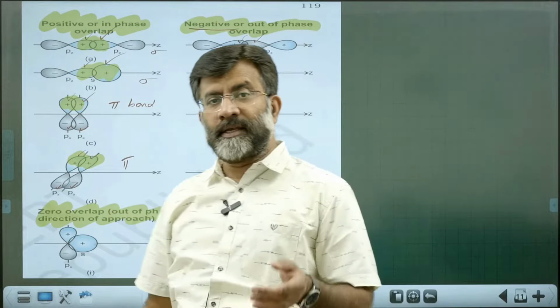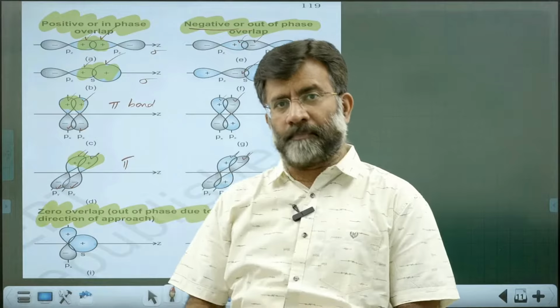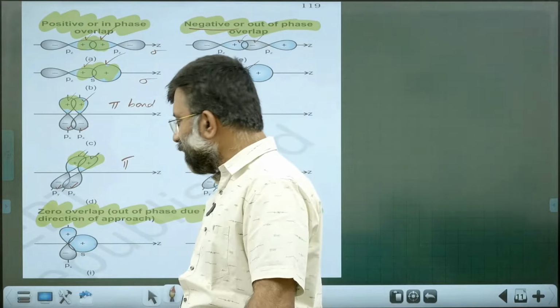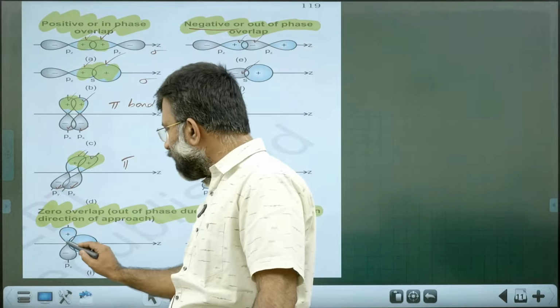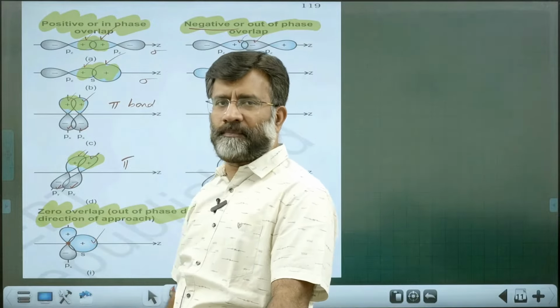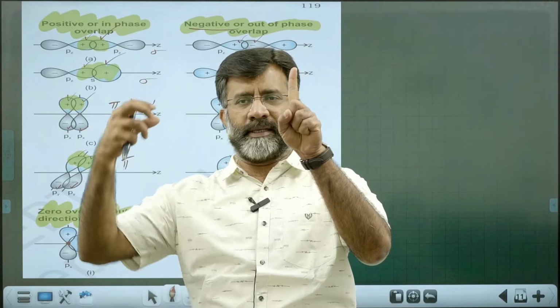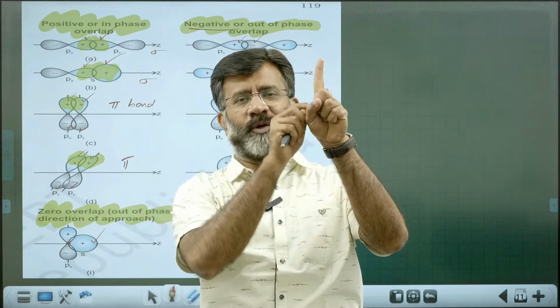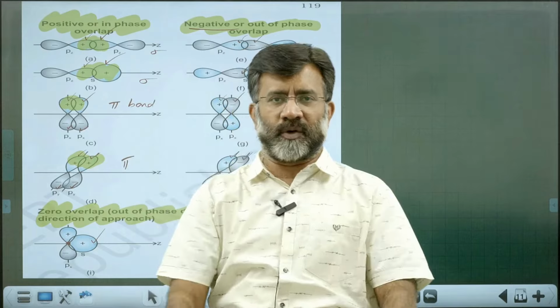While there is a zero overlap, the one which is not possible. How can this overlap be possible? How come the nodal point of p orbital interacts with s orbital? It is not possible. So p orbital like this and s is trying to bind over the nuclear region. No, that's a zero overlap.